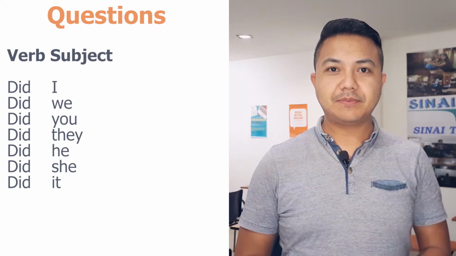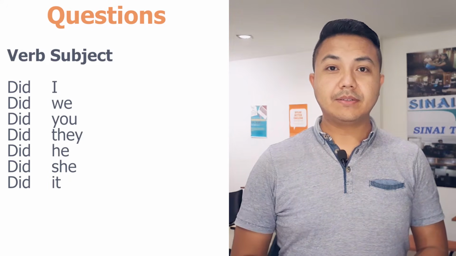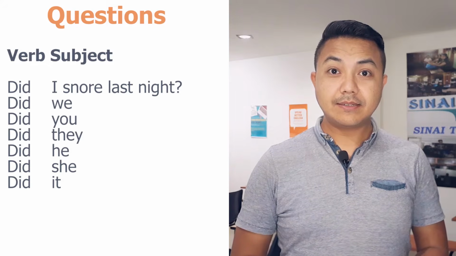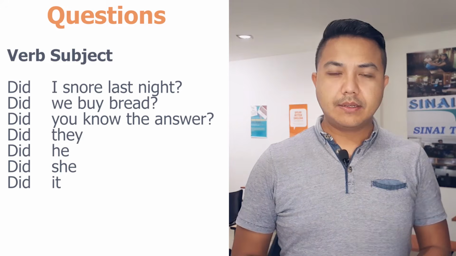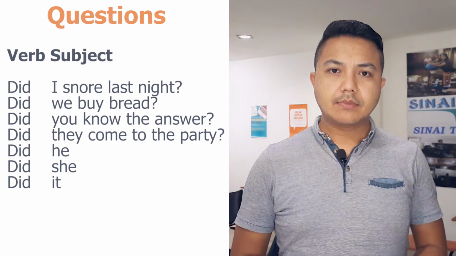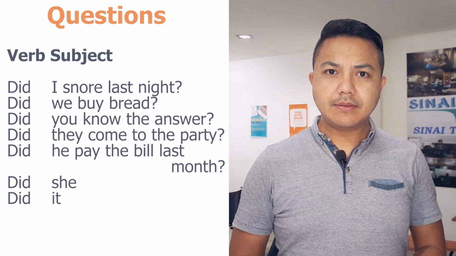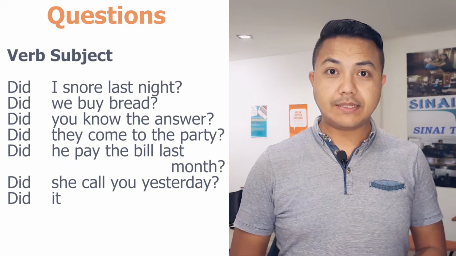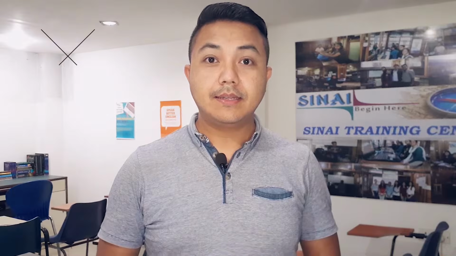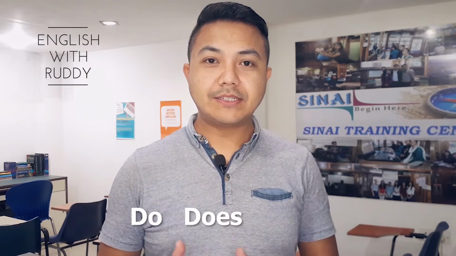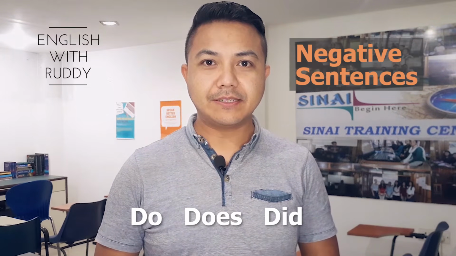And did is used with all the subjects. For example, did I snore last night? Did we buy bread? Did you know the answer? Did they come to the party? Did he pay the bill last month? Did she call you yesterday? Did it hurt?